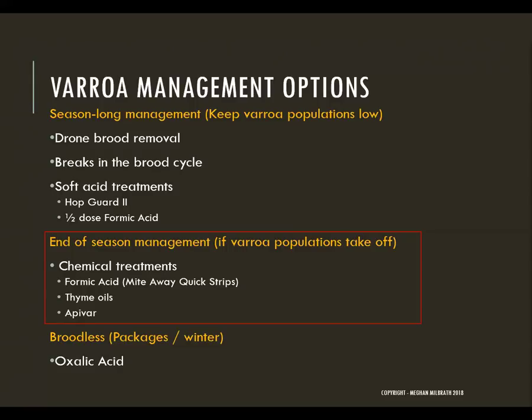You've already got a lot of varroa in there. You probably are seeing signs of viral disease. And so we really just have to focus on dropping that population down, both for the sake of our bees, but also for the sake of our neighbors' bees. So I'm going to talk about formic acid, thyme oils, and Apivar that we can use in this case.